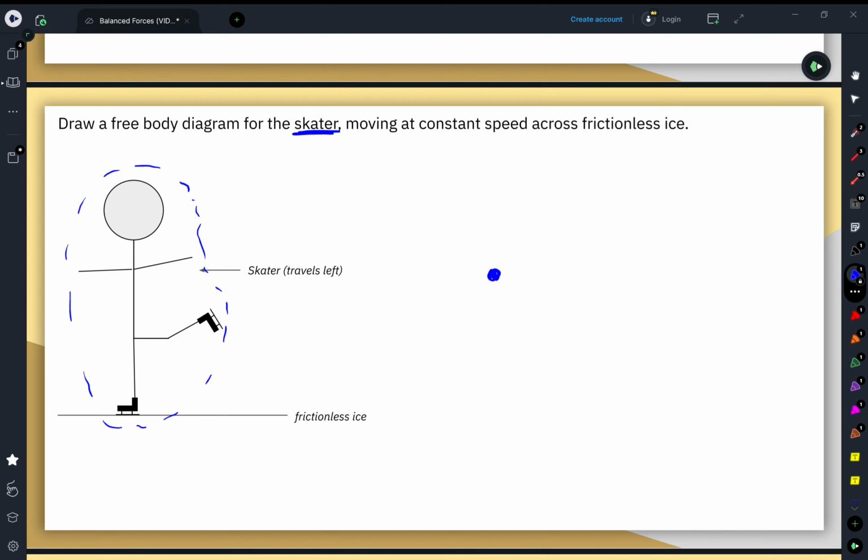Now, the first force that I will typically always be representing is the force of gravity. And that force is going to be pulling down on our system, pointing to the center of the Earth when we are on Earth. So that's going to be an arrow pointing down. This is going to be the force of the Earth acting on our skater. So E is for Earth, S is for skater.